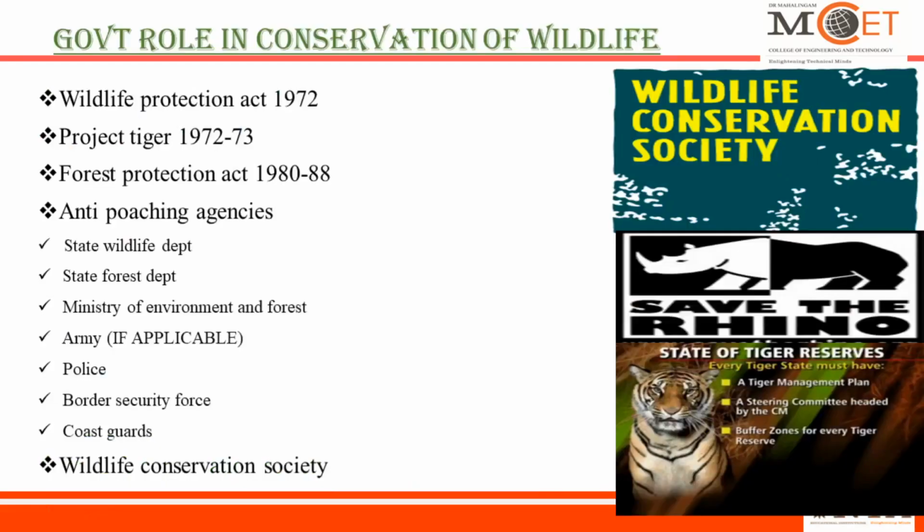So what is the government role in conservation of this wildlife? The Wildlife Protection Act was introduced in 1972. The Project Tiger scheme was introduced in 1972-73. The Forest Protection Act was introduced in 1980 to 1988. Anti-poaching agencies take care of these type of activities.